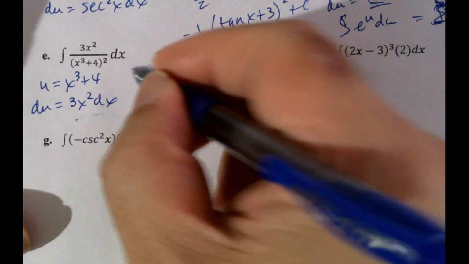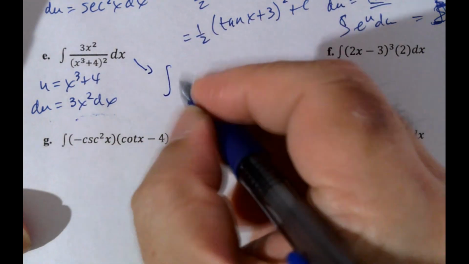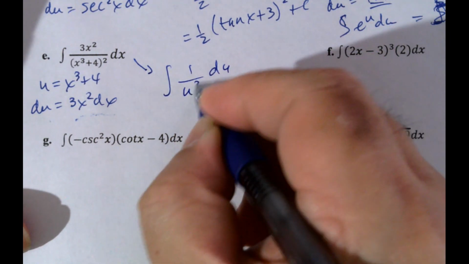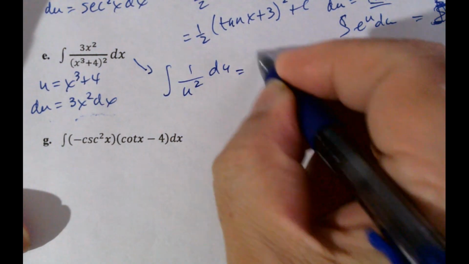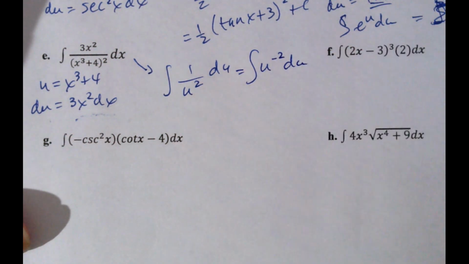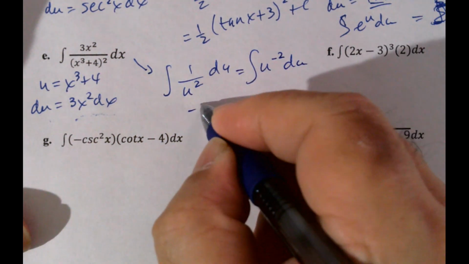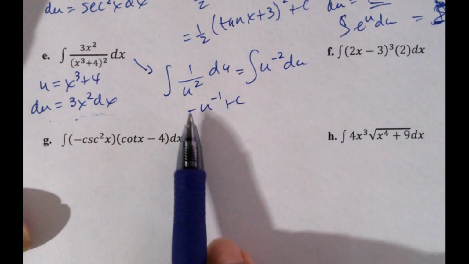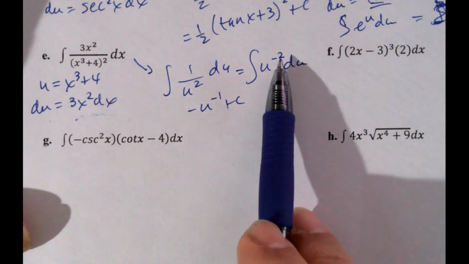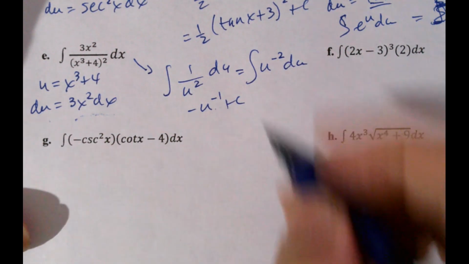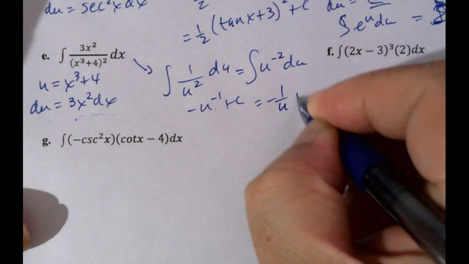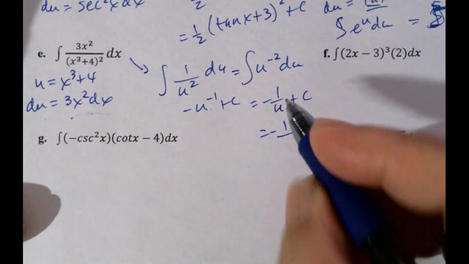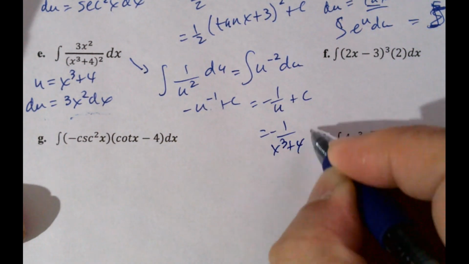So that's going to equal, let me go down here. So it's integral of du over u squared. That's the same thing as u to the negative 2 du. And then that's negative u to the negative 1 plus c. Right, I'm dividing by negative 1. That's where that negative sign comes from. Remember, negative 2 plus 1 is negative 1. So that's negative 1 over u plus c. And don't forget to change it back. U is x cubed plus 4, plus c.